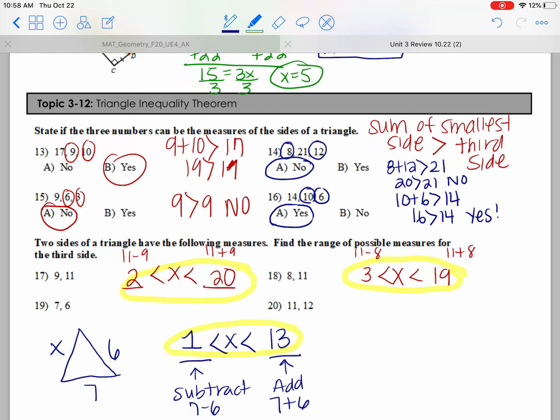So what does this mean? It means that the third side can be 2, it can be 3, it can be 4, it can be 12, but it cannot be 13 and it cannot be 1, okay? So for problem 20, same thing. I'm just going to write down my inequality. 12 minus 11 is going to give me 1, and 12 plus 11 is going to give me 23. And that's my inequality. Those are the possible values for my third missing side.